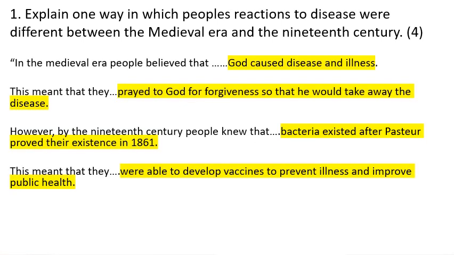In the medieval era, people believed that God caused disease and illness. This meant that, what did they do? Well, they prayed to God for forgiveness, so that He would take away the disease. And really, you're explaining, well, describing what happened during the Black Death. However, by the 19th century, people knew that bacteria existed. Pasteur proved their existence in 1861. This meant that now you've got this whole world of bacteria open. They're able to develop vaccines and prevent illness and improve public health.